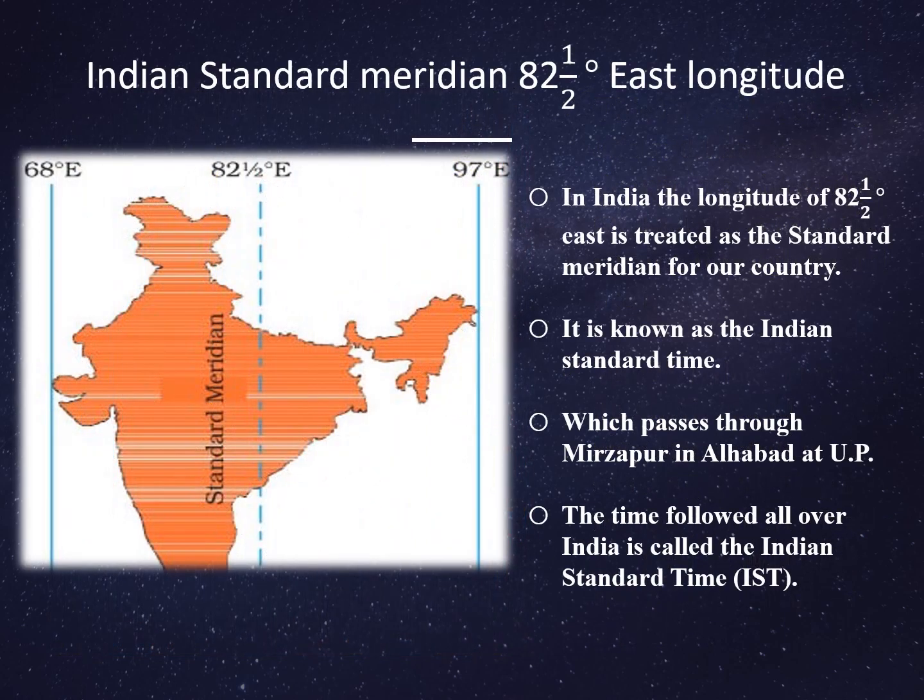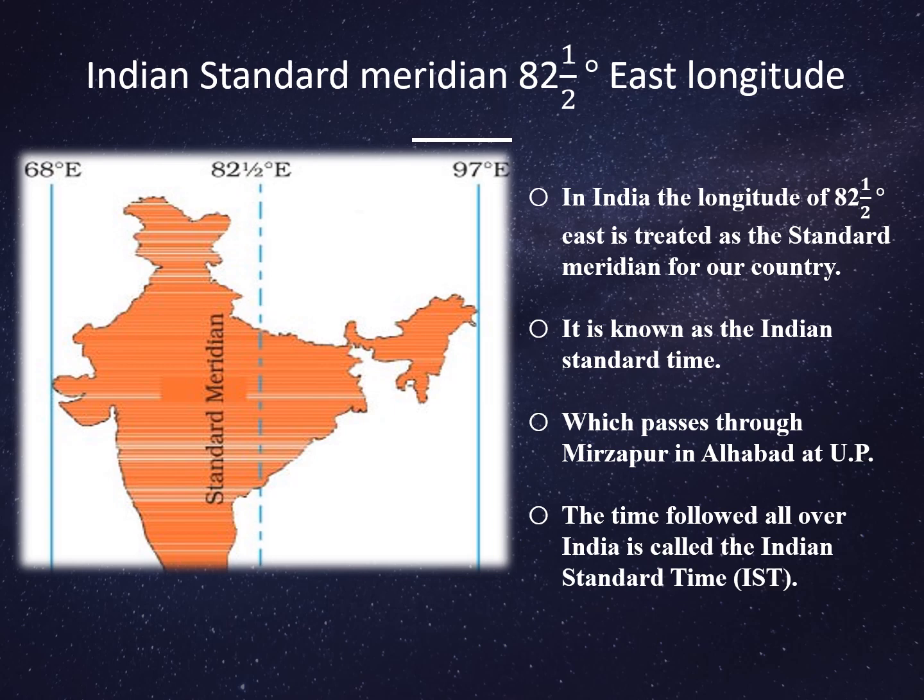Children, let us learn the Indian Standard Meridian. You don't have this topic in your textbook or in your lesson. I want to give you information about this Indian Standard Meridian. Let us learn about it. We learned that there are 360 meridians. 82.5 degree east longitude is known as the Indian Standard Meridian.